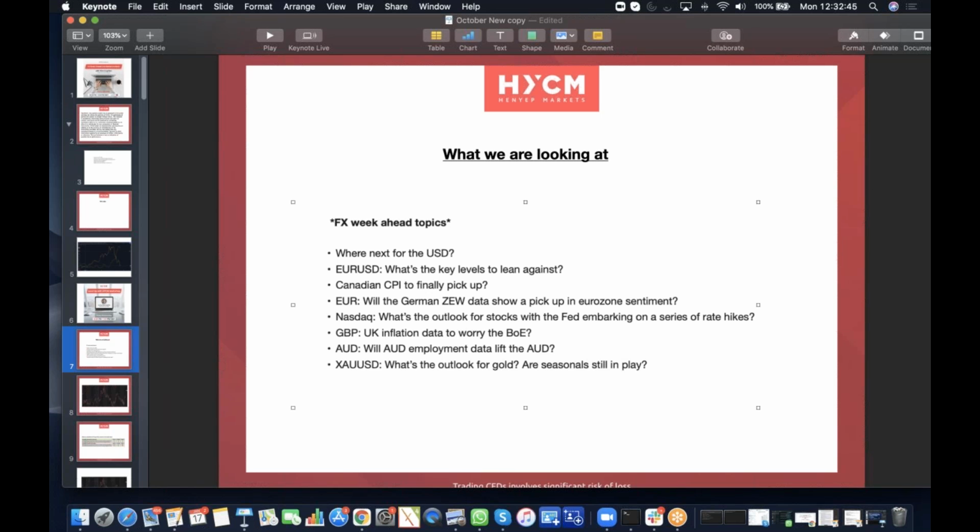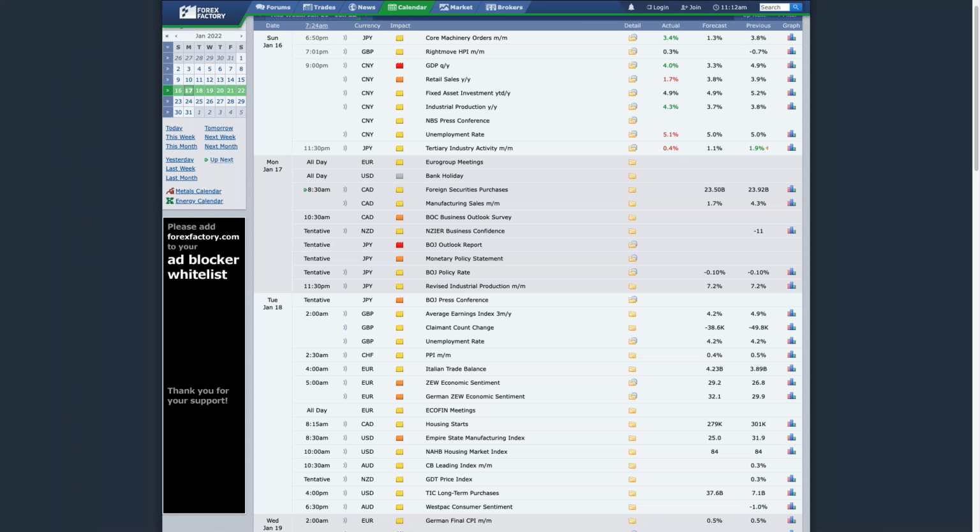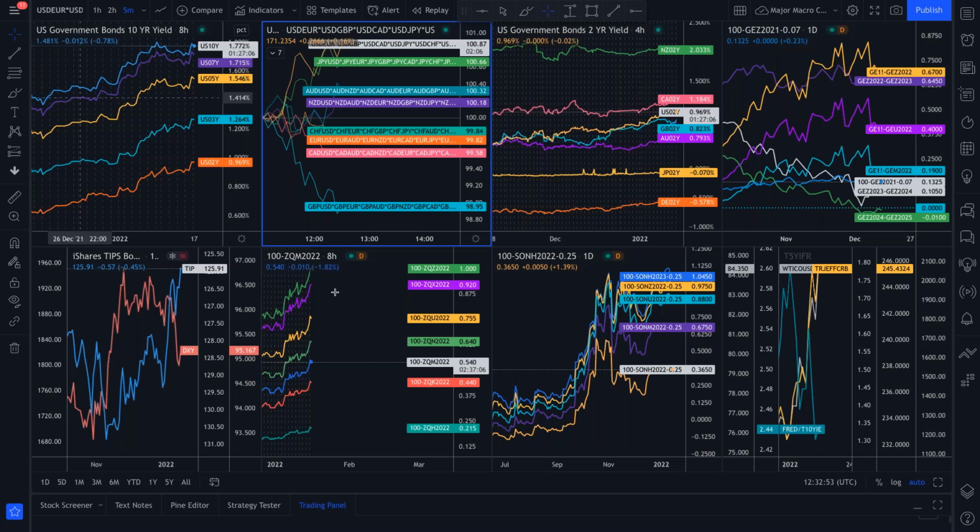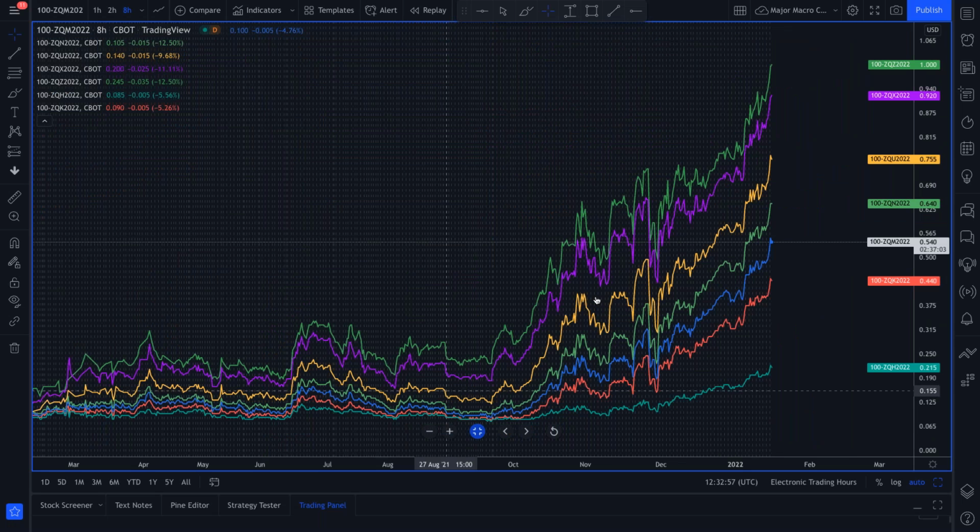So without further ado, I'm just going to go over to my other screen. I want to start by really showing you this chart. Now, this chart here is the Fed fund futures. You can see that this has been moving higher because expectations for Federal Reserve interest rate hikes have been increasing exponentially over the last 2 weeks, really.